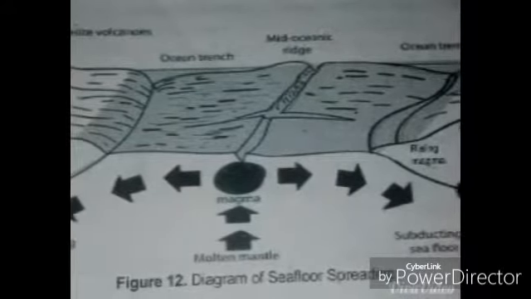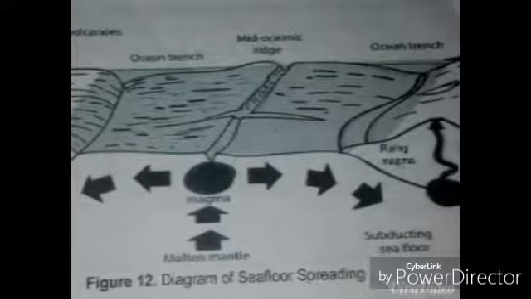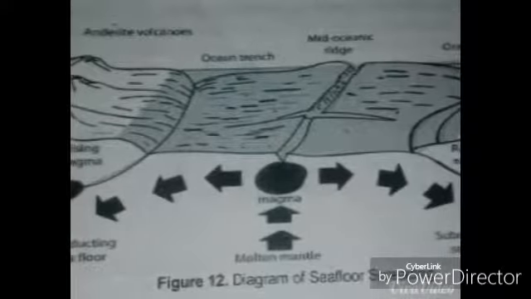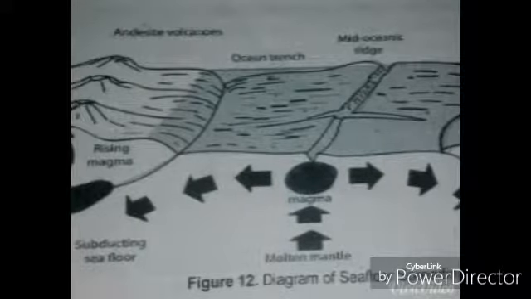Seafloor spreading is a process in which new ocean floor is created as hot, less dense material from below the Earth's crust rises towards the surface at the mid-ocean ridge. This material flows sideways, carrying the seafloor away from the ridge and creates a crack in the crust. The magma flows out of the crack, cools down, and becomes the new seafloor.